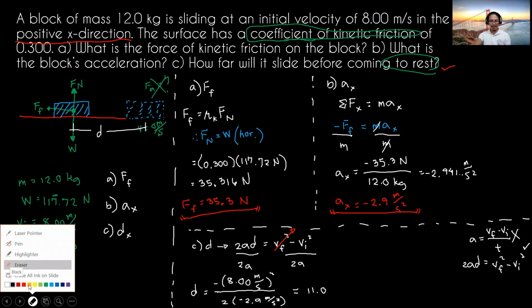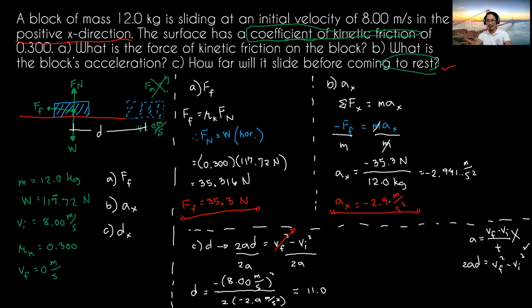So dapat 3 significant figures pala. So kulang tayo ng significant figures. Ang importante ma-learn natin sa mga mistakes. So 2.94 dapat, 2.94 meters per second squared. So 8 squared divided by 2 divided by 2.94.